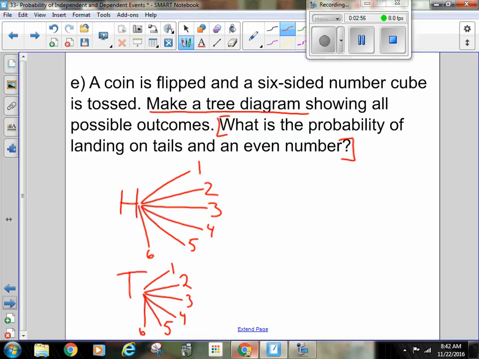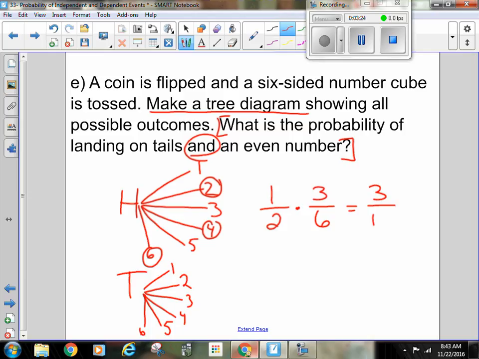Okay, what's the probability of landing on tails and an even number? Okay, so the probability of landing on tails is going to be 1 out of 2 because there's one tail out of 2 possibilities, heads and tails. Okay, now we multiply because of this and. We're going to multiply an even number. Well, how many even numbers are there? 1, 2, and 3 even numbers out of how many total possible outcomes? 6. So we multiply across and we get 3 over 12, but as always we want to reduce, so we have 1/4. Okay, so that's our probability of a tails and an even number.